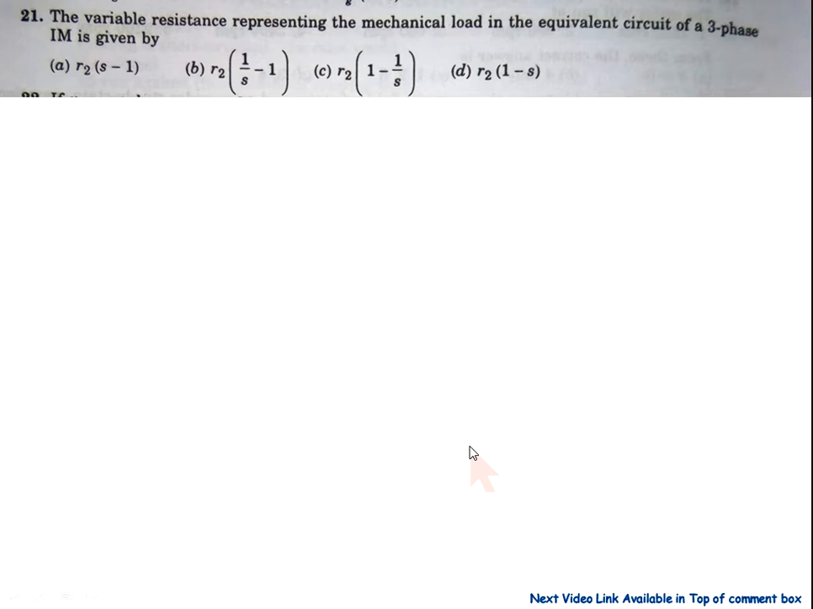Okay, now come to question number 21. The variable resistance of the mechanical load in the equivalent circuit of the three-phase induction machine is given by, these are the options A, B, C, D. Now come to the solution.